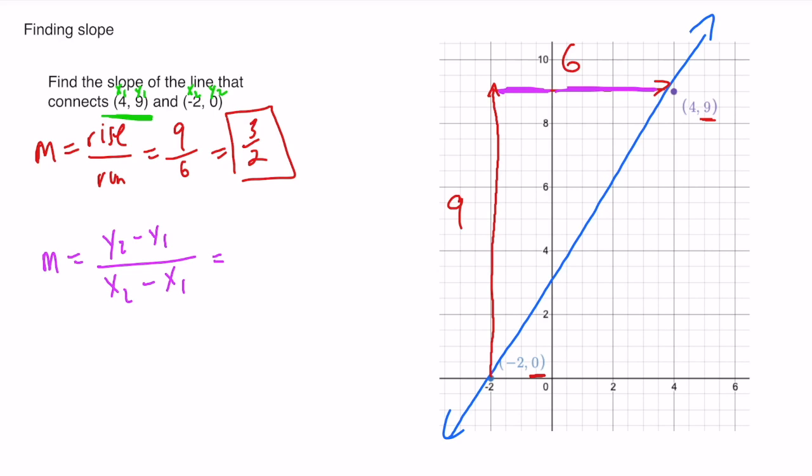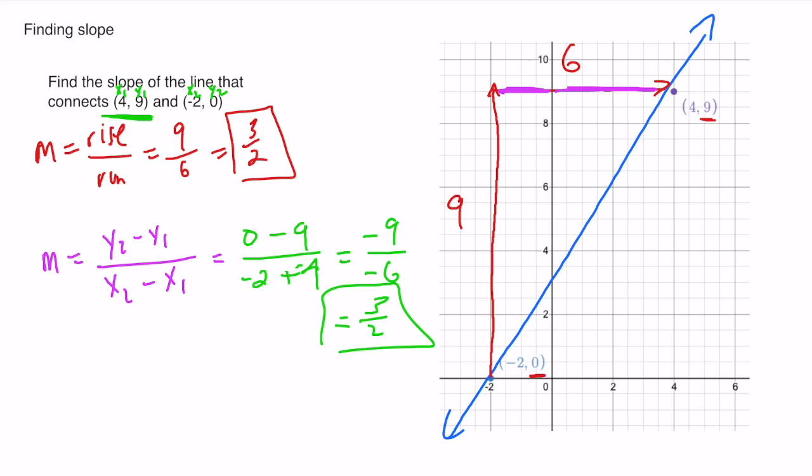So let's plug in what we get. y2 is 0, minus y1, which is 9, over x2 which is -2, minus x1 which is 4. So now if I do that, 0 minus 9 is -9, and -2 minus 4, you can think of it as just combining two negatives, or you can think of it as plus -4. Either way, you get -6. And 9 over 6 reduces to 3 over 2, and negative divided by negative is a positive, and sure enough, we get the same. So our slope is 3 over 2.